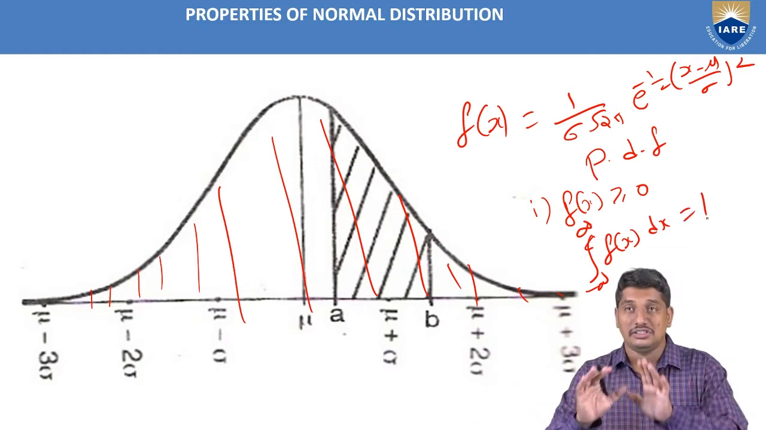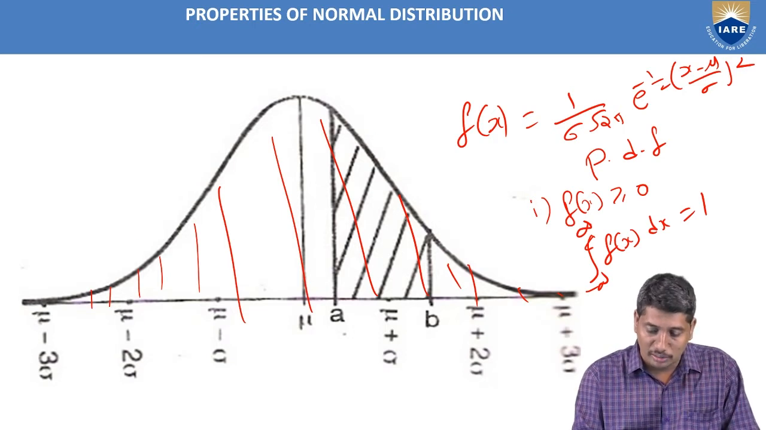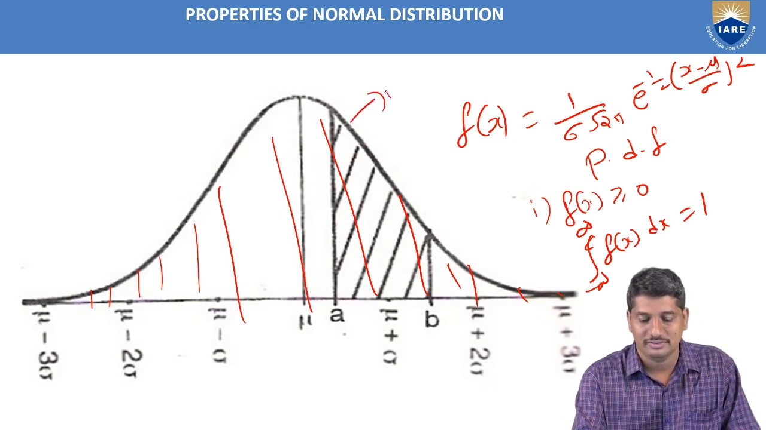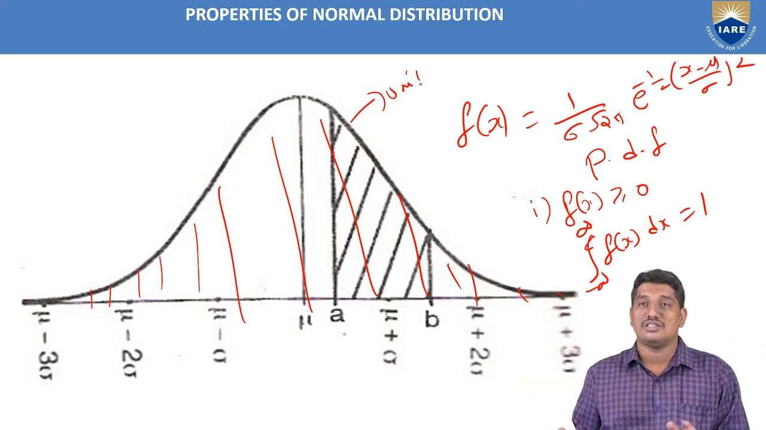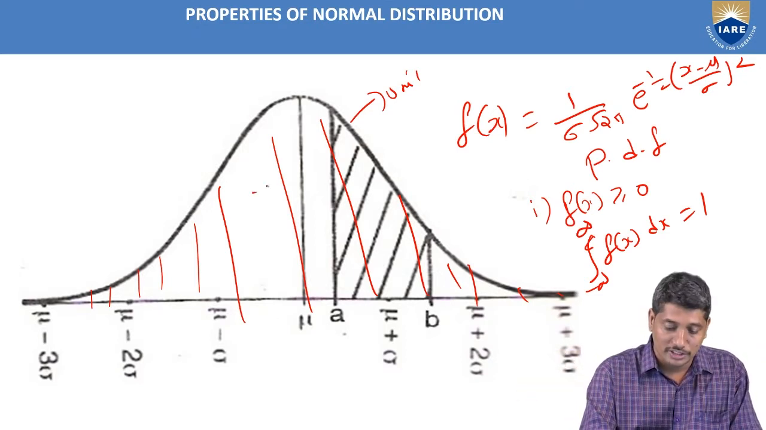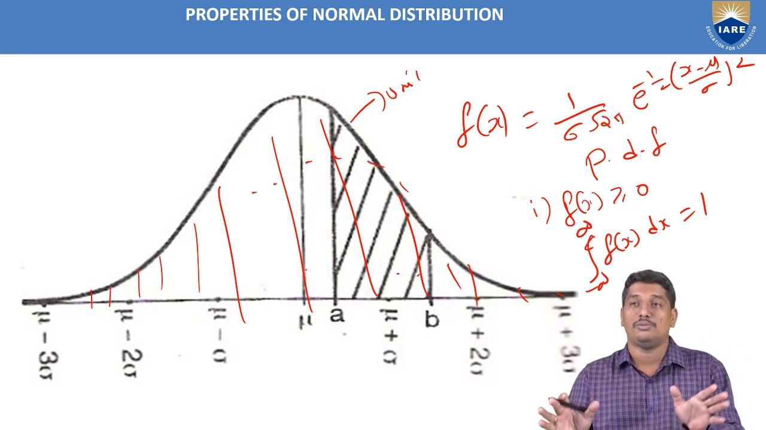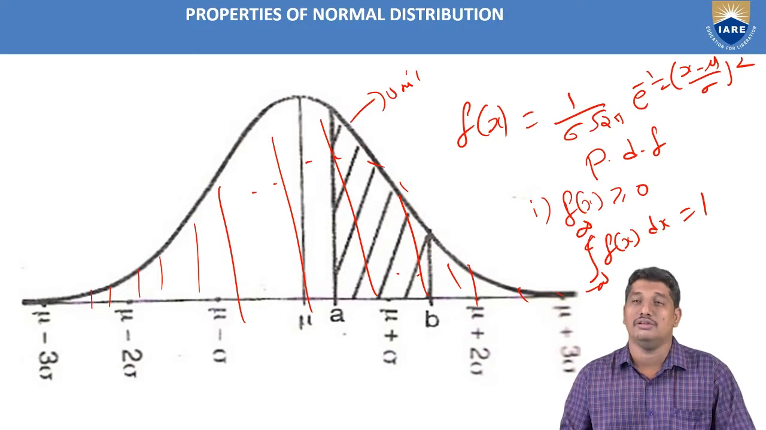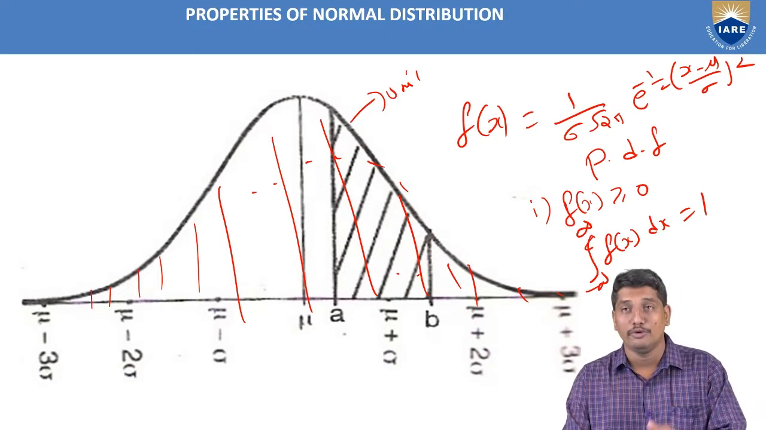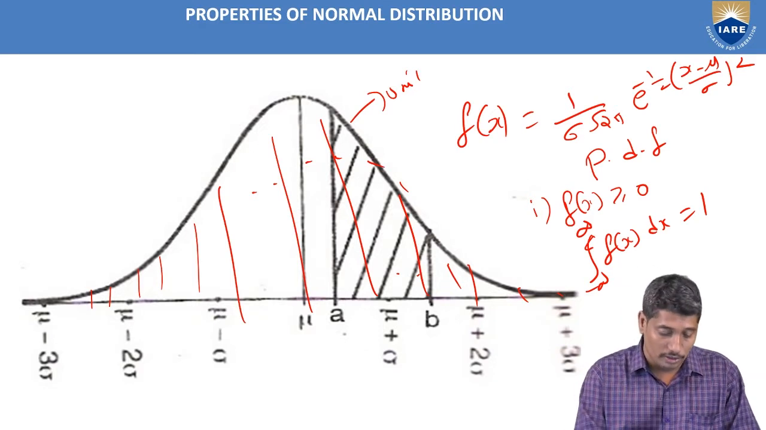The sum of all probabilities, our total probability, will be 1. That means the total area under the normal curve should be unity, because all the points below this curve represent probabilities. Sum of all probabilities being 1 means the total area is unity. Of course, we'll prove it as a theorem. Now we are going to see some other important properties.